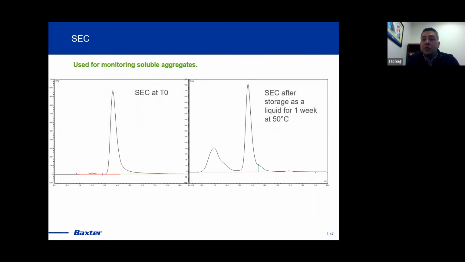SEC, size exclusion chromatography, we also use. We monitor soluble aggregates, and we do see changes over time. And I'll show you some examples, some statistical analyses that we've used where we use SEC and ICE to determine which direction we should go.